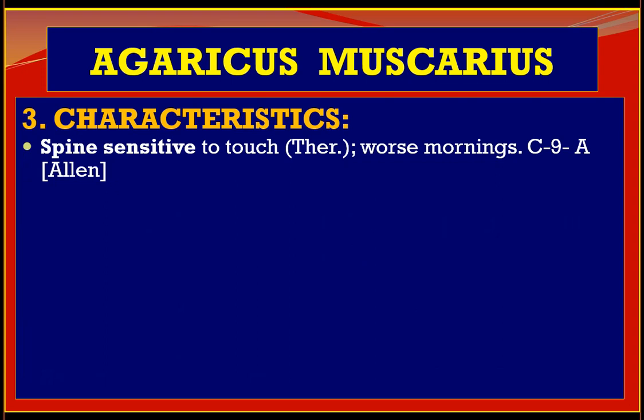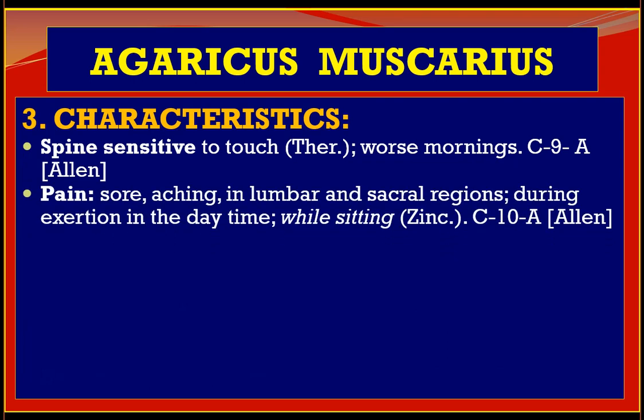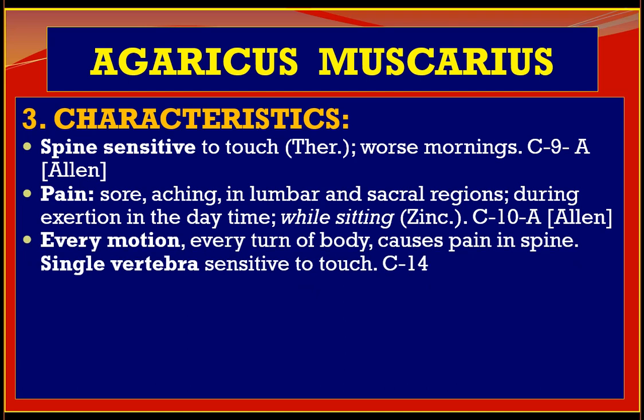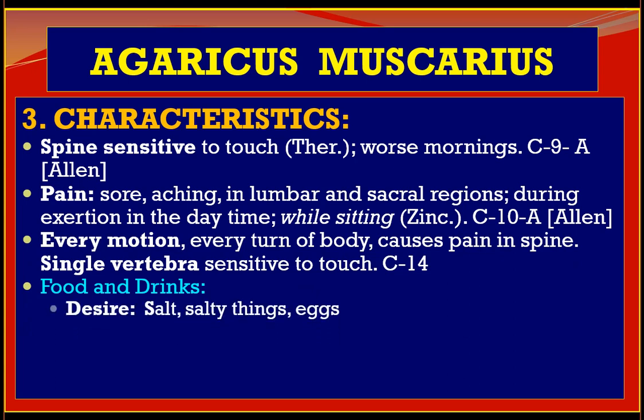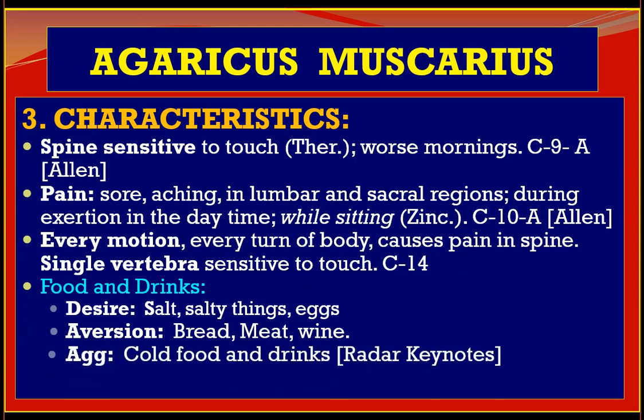The spine is sensitive to touch and it is worse in the morning. Pain or sore aching in the lumbar and sacral region during exertion, in the daytime and while sitting. Every motion, every turn of the body causes pain in the spine, and a single vertebra is sensitive to touch. Food and drinks: desire for salt, salty things and eggs; aversion to bread, meat and wine; aggravation by cold food and drinks.